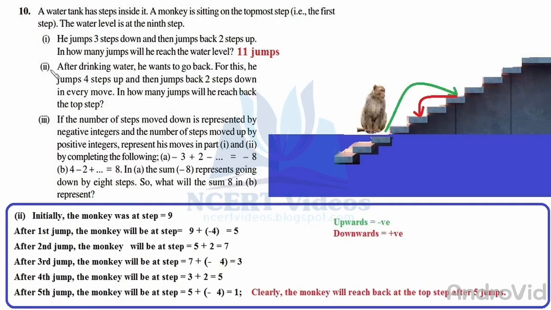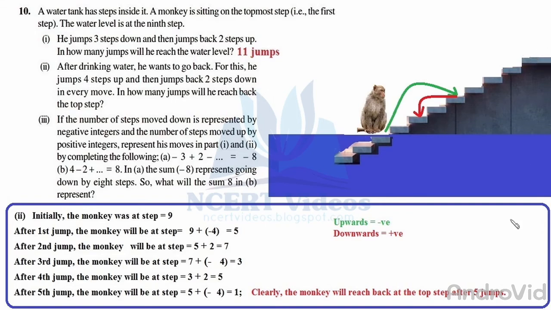Second, after drinking water, he wants to go back. Now his tummy is full of water. For this, he jumps 4 steps up and then jumps 2 steps back. Another notorious thing done by him. So, in how many jumps will he reach back to the top step? As you can see here, in 2 jumps, he moves 2 steps. In another 2 jumps, he'll also move 2 steps. So he'll be here. So at the 5th jump, he'll reach the top.